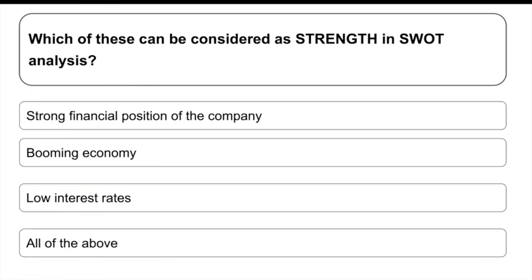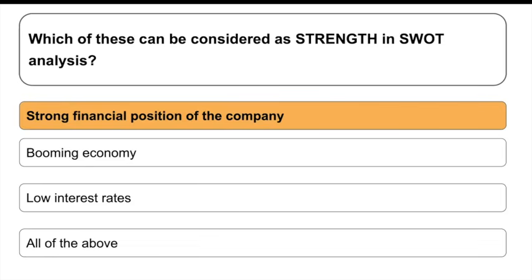Going to the next question, which of these can be considered as a strength in the SWOT analysis? So we'll look at these options and identify which can be considered as a strength. Options are A, strong financial position of the company, B, booming economy, C, low interest rates, D, all of the above. You are talking about a company over here, so you have to look at the strength of the company but not of the economy. The other two options seem to be good and positive, but it's not about the company, it's about the macroeconomics. Here option A is correct, that strong financial position of the company is what can be considered as the strength of a company in the SWOT analysis.